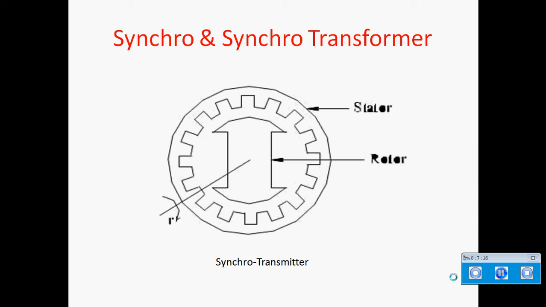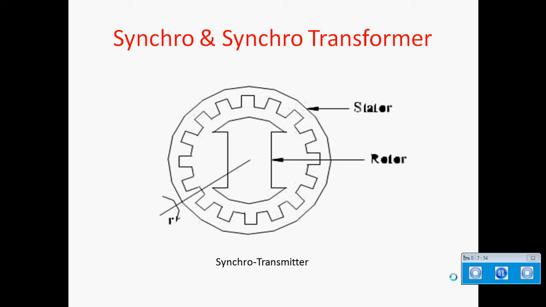The transmitter and control transformer are the two main parts of the synchro. The synchro system is of two types. They are classified as control type synchro and torque transmission type synchro. Then if we see the synchro transmitter, it consists of two major parts, stator and rotor.